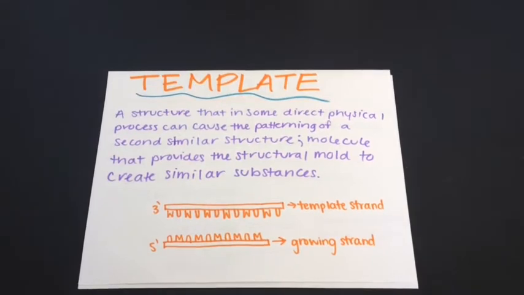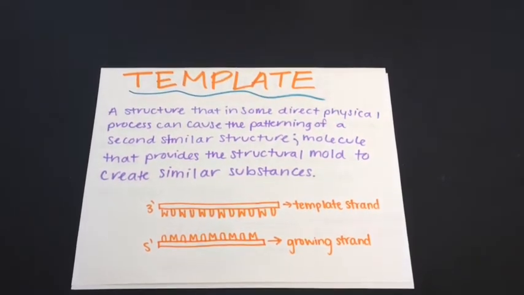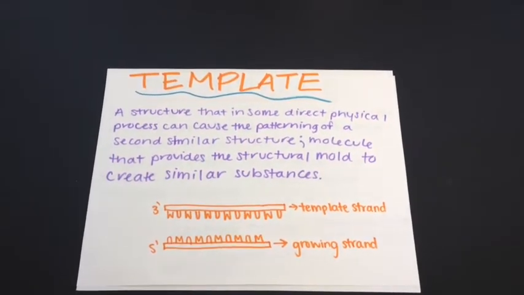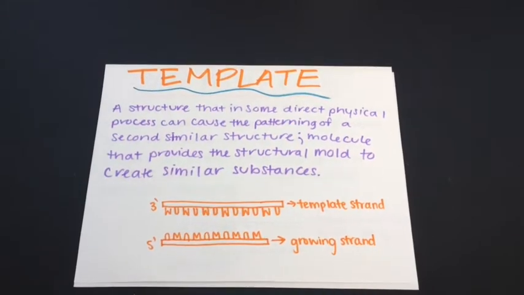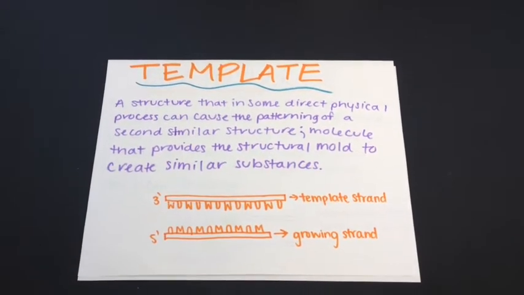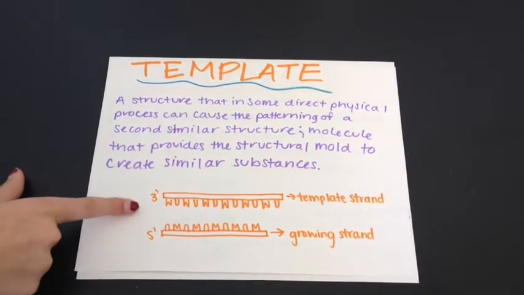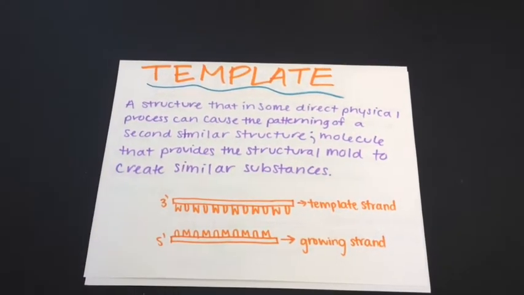A template is a structure that in some direct physical processes can cause the patterning of a second similar structure, or a molecule that provides the structural mold to create similar substances. So this is a template strand and then the growing strand.